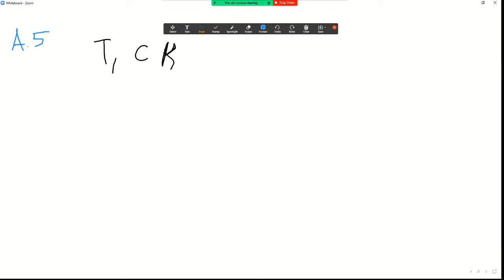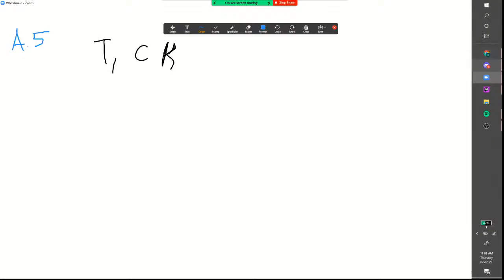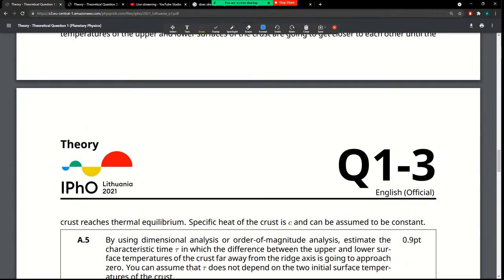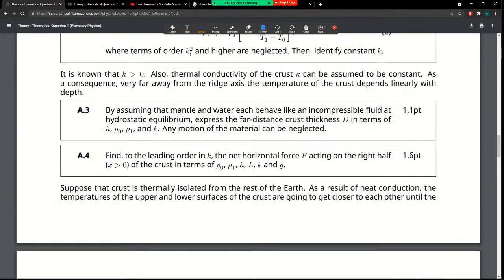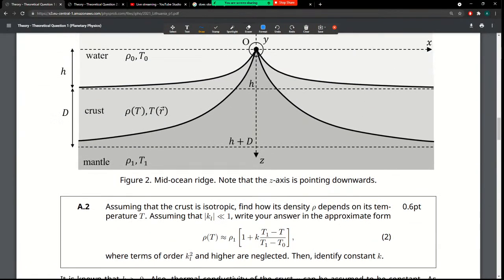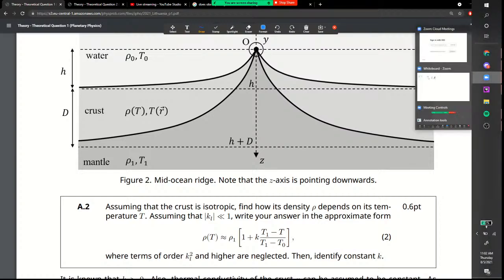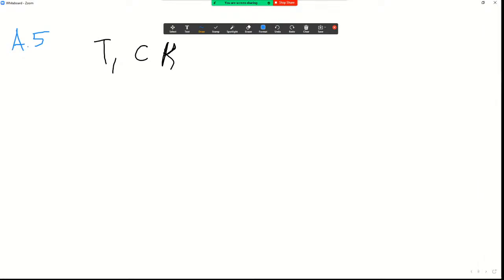So which one we should take? But I guess it is different in upper and lower surface temperature. Then I think we should take D as a parameter because D is the difference between this. Okay.